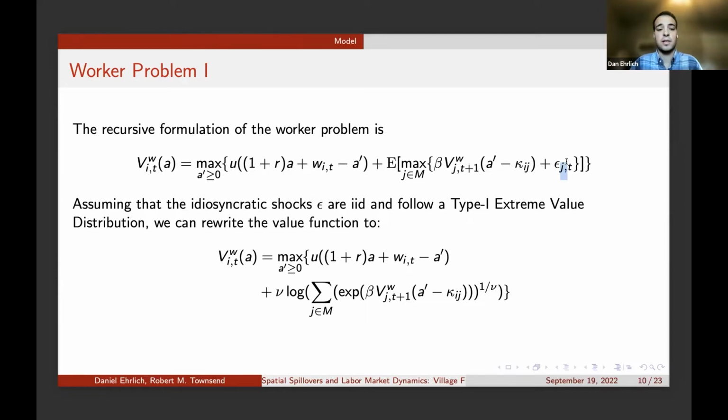This timing assumption and an assumption about the distribution of epsilons allows us to rewrite the value function in this more convenient form, which is going to be the equation at the bottom. And specifically, we're going to assume it's a type 1 extreme value distribution. So again, this value function is going to be very similar to previous dynamic spatial models, but now we're adding this asset choice into the mix as well.